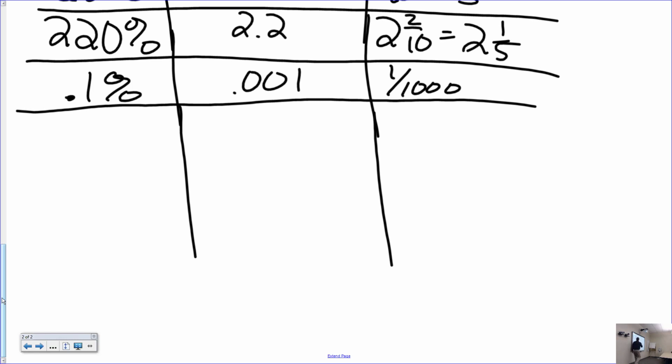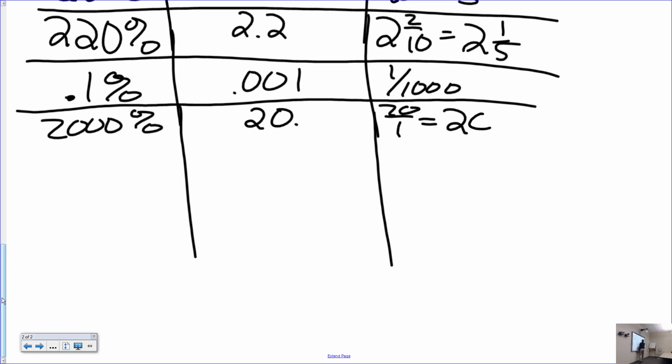Alright, and then last but not least, let's say 20. Again, remember you're moving the decimal to the right. It's right here. 2 hops just adds you 2 zeros. How do you write 20 as a fraction? You can write it as an improper fraction, or you can be cheeky and just write 20.